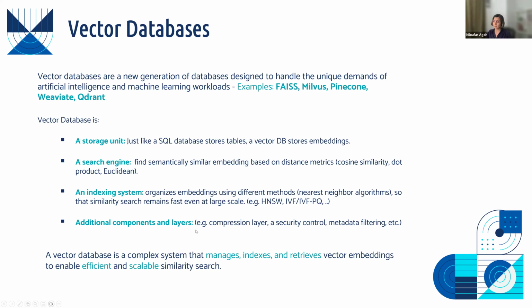Also, it has additional components such as comparison layer, security control, metadata filtering, etc. So overall, a vector database is a complex system that manages, indexes, and retrieves vector embeddings to enable efficient and scalable similarity search.